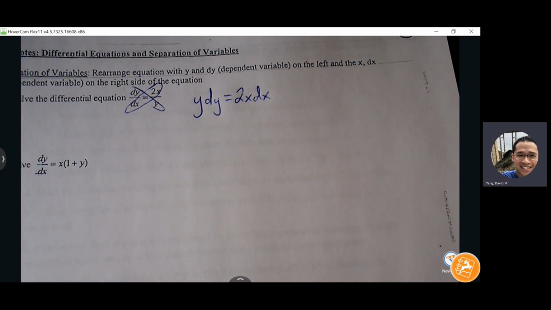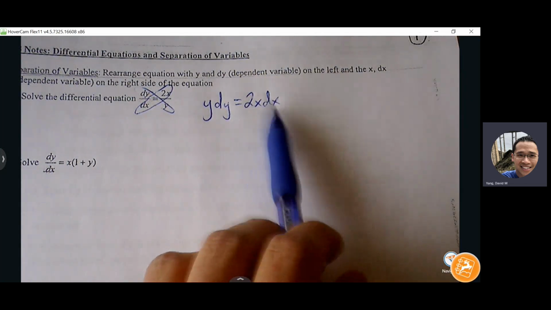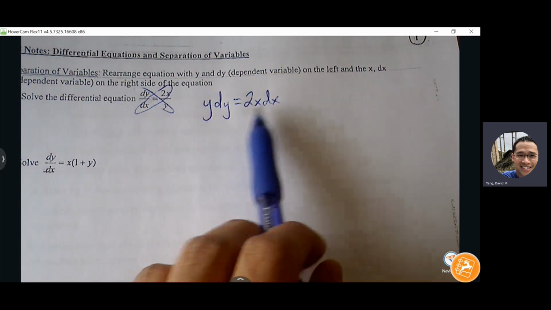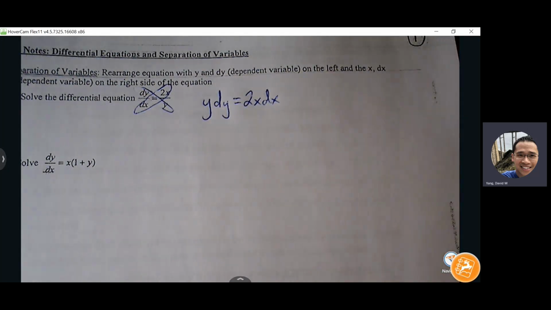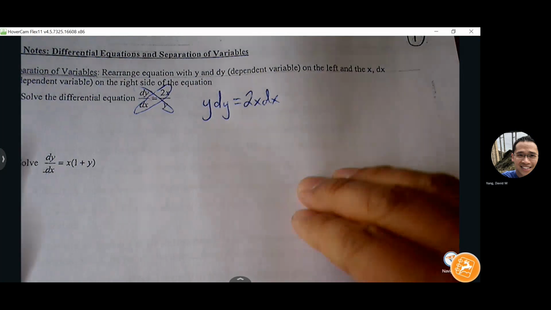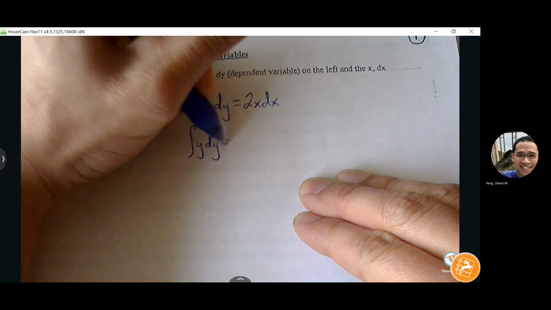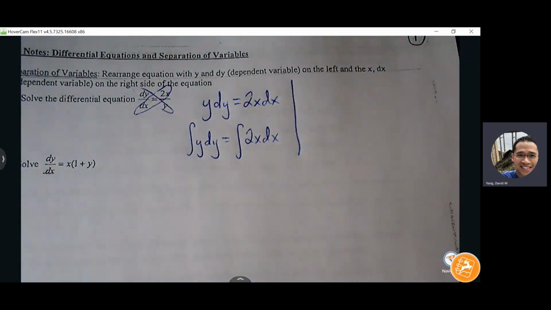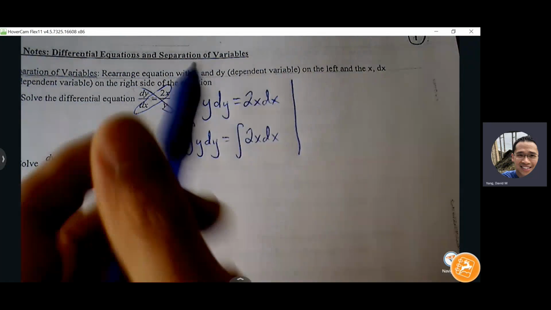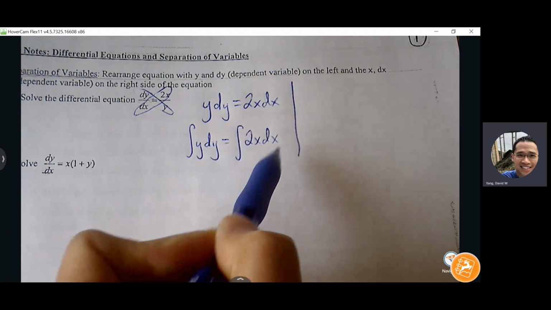Okay, so we have to first decide whether we have full separation, and we do, because the x's are all gathered together, the y's are all gathered together, the y and dy together, x and dx together on the same side. So now, next we're going to take the antiderivative of both sides. Every time you do this, you're basically treating this like two separate problems. So you're going to find the antiderivative in terms of y on the left side, and then in terms of x on the right side.